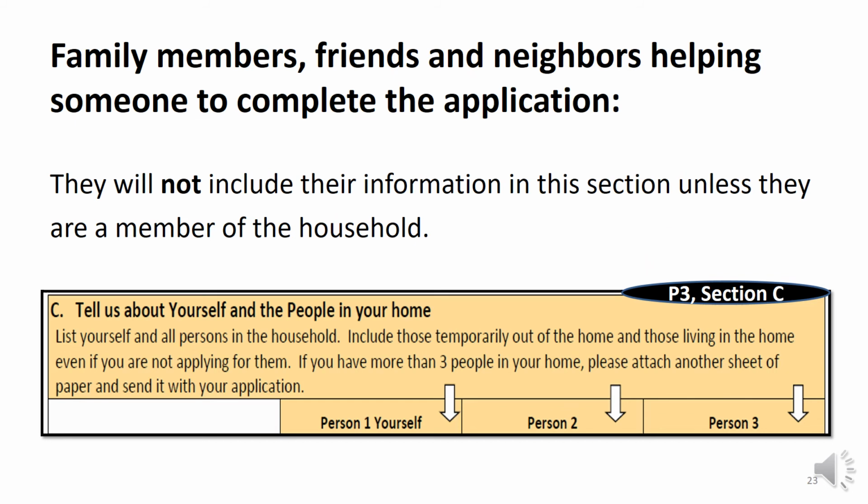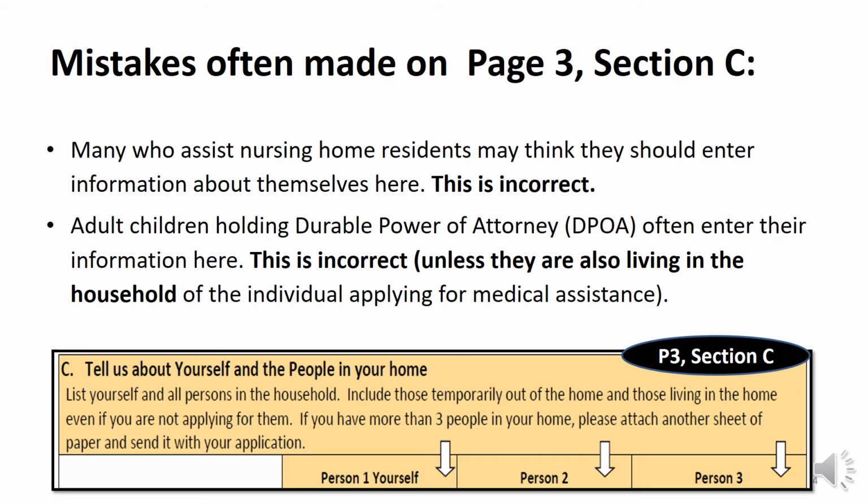Family members, friends, and neighbors helping someone to complete the application will not include their information in this section unless they are a member of the household. Mistakes are often made on page 3, section C of the application. Many who assist nursing home residents may think they should enter information about themselves here, but that is incorrect. Also, adult children holding durable power of attorney, DPOA, often enter their information here, and this is incorrect unless they are also living in the household of the individual applying for medical assistance.